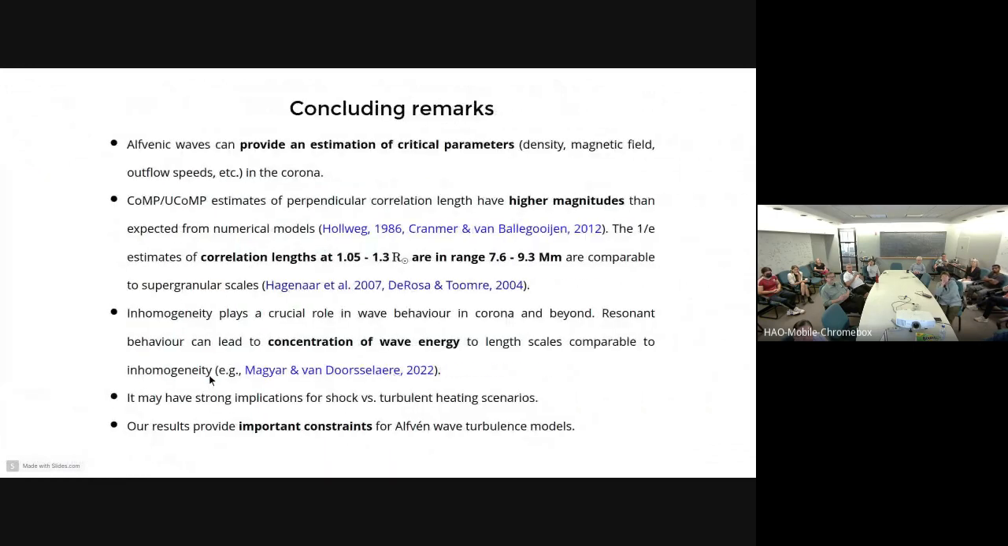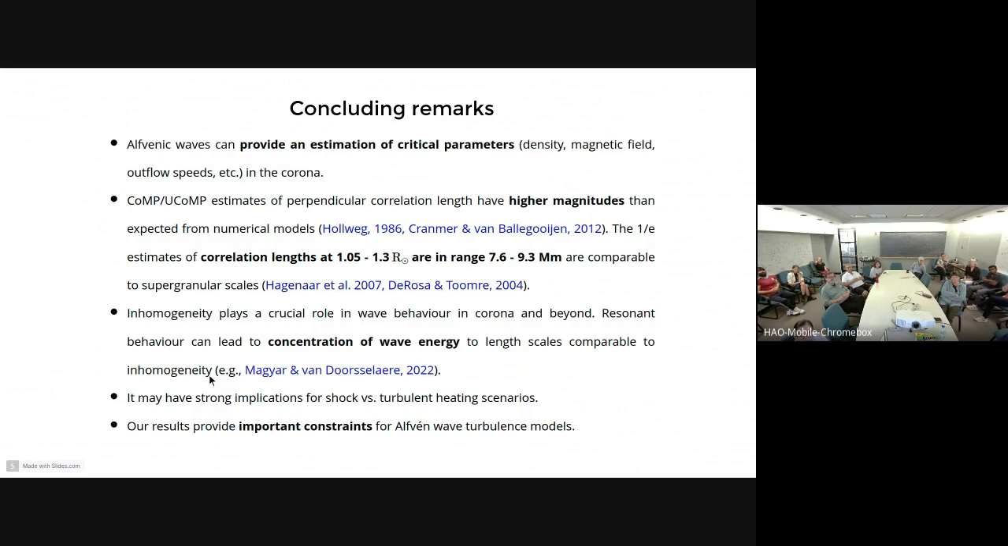So here I can give a summary of my talk. Alfvénic waves have the capability of acting as diagnostics for density and for the magnetic field. They can also provide an estimate of how much energy could be dumped into the solar atmosphere that can eventually power the solar wind. It can also heat the solar atmosphere. From our observational results, we have found that between 1 to 2 solar radii, we are in the range of supergranulation scales.